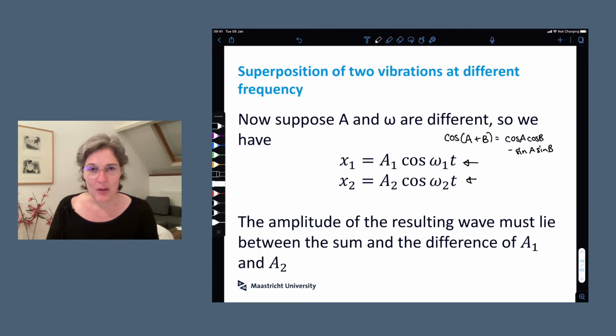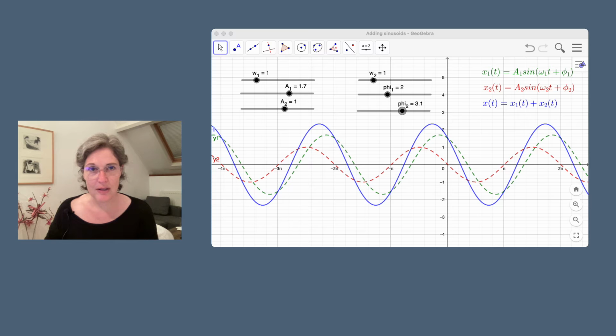So what can we say about this situation? Well, we can't add them as simply as we could for the case where the angular frequencies are the same. As far as amplitude goes, we can just say, well, obviously the amplitude of the resulting wave must lie between the sum, the maximum possible amplitude which we'd have, which would be a1 plus a2, and the smallest possible amplitude that we could have, which would be a1 minus a2. And other than that, we can't really say an awful lot. Let's head over and have a look at what happens on our Geogebra applet when we have different frequencies.